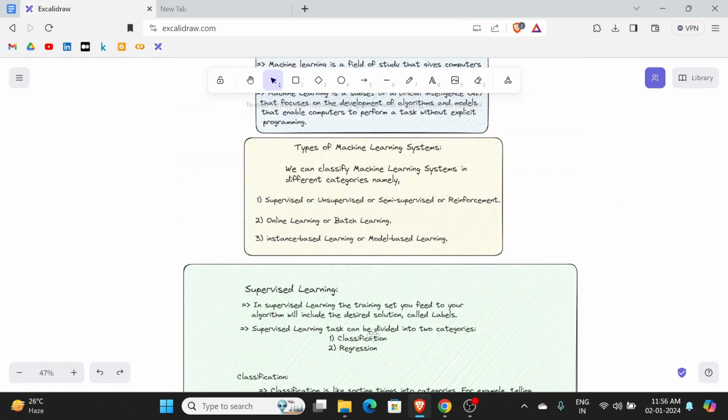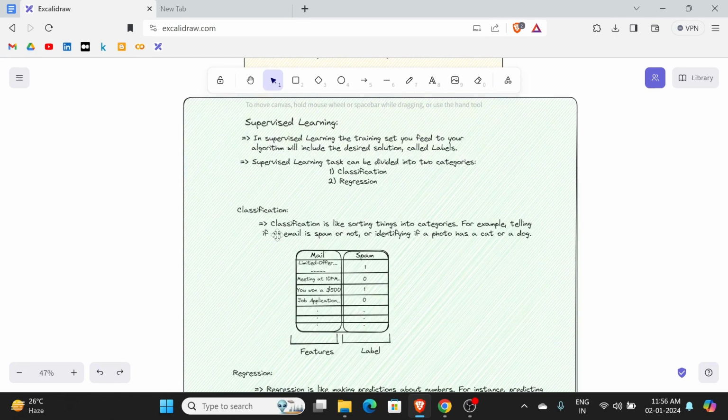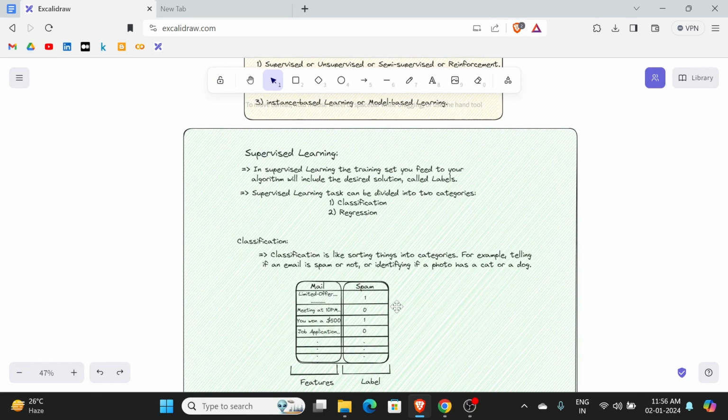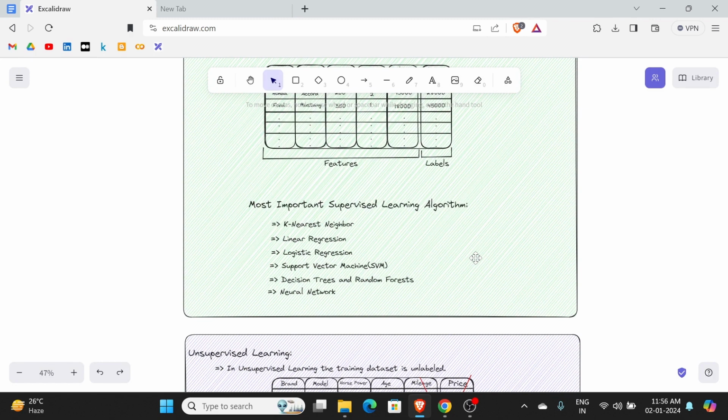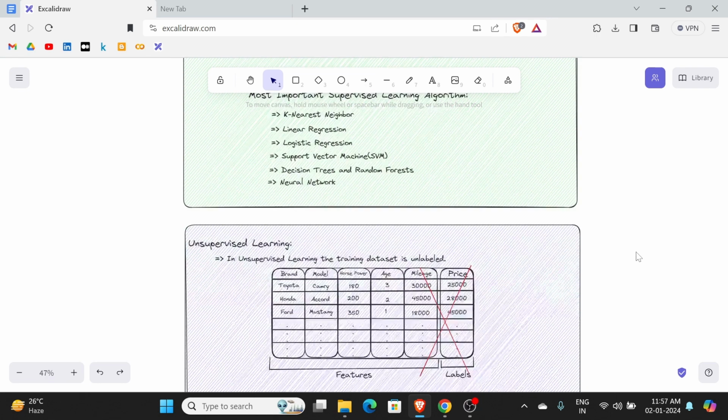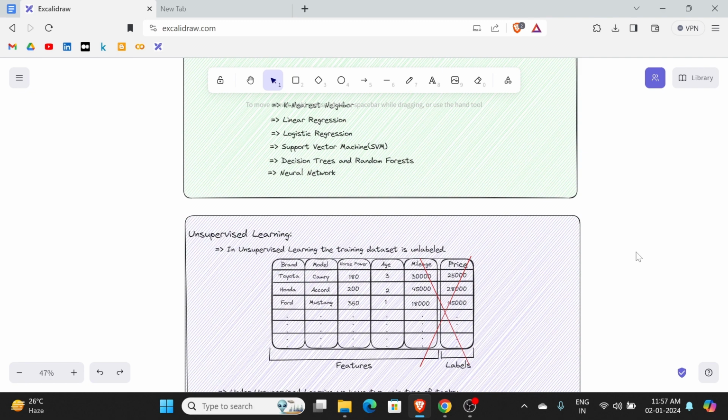This is the concept. You can see the green frame here. I have explained all this concept in my previous video and I will give you the link of the video in the description. Please watch that video first before coming to this video. So in this video, we are going to learn about unsupervised learning.